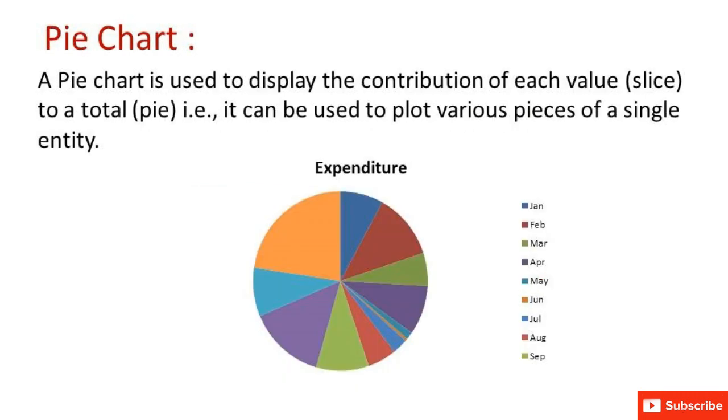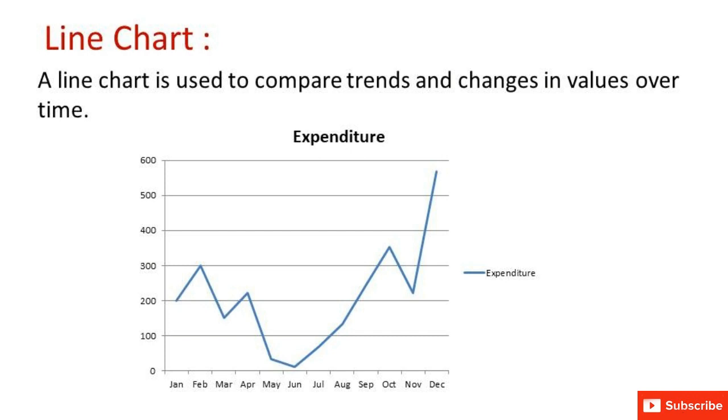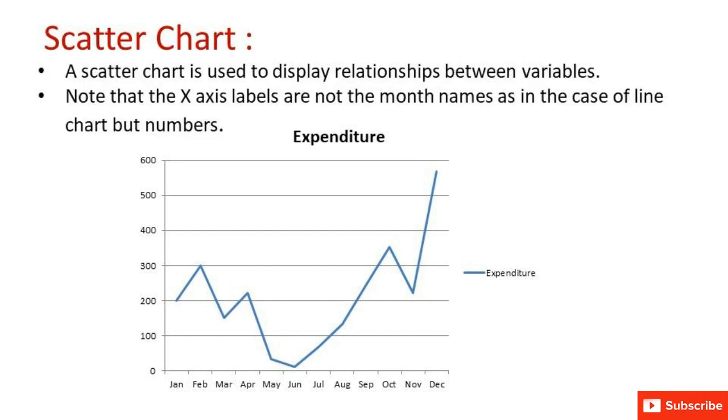Pie chart. A pie chart is used to display the contribution of each value to the total pie, that is, it can be used to plot various pieces of a single entity. Line chart. A line chart is used to compare trends and changes in values over time. Scatter chart. A scatter chart is used to display the relationship between variables.